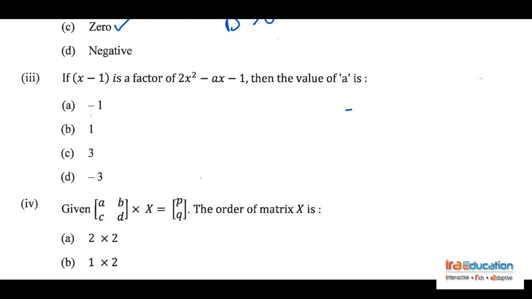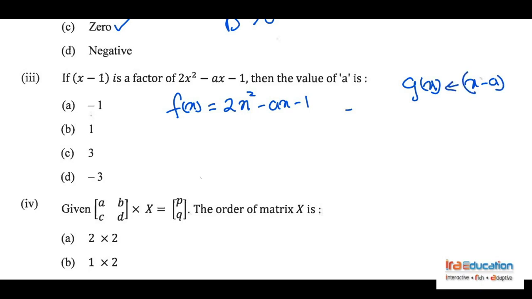Let us look at problem number 2. In this case, it is specified that the function f of x is equal to 2 times x square minus a times x minus 1. Now, if we have a function, let us say g of x, for which x minus a is a factor, that implies g of a is equal to 0 by the statement of remainder theorem.